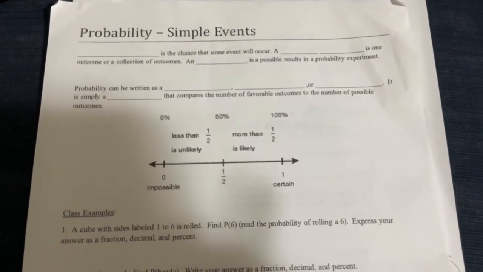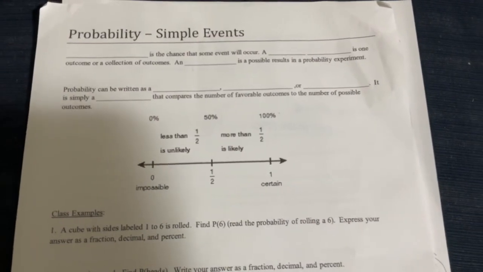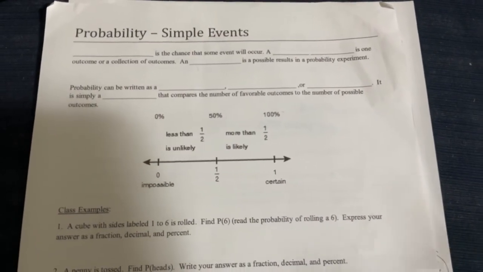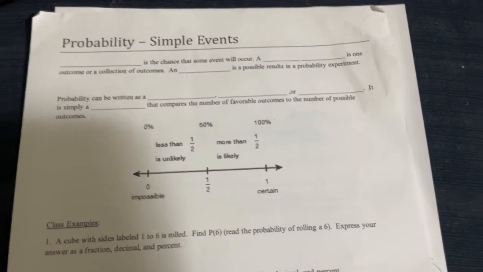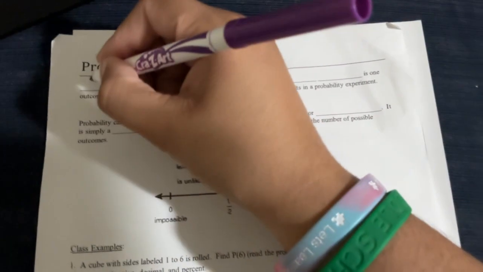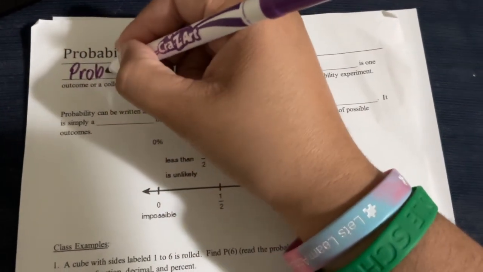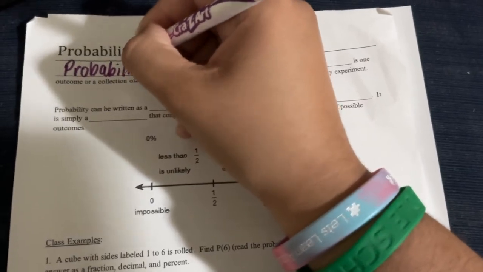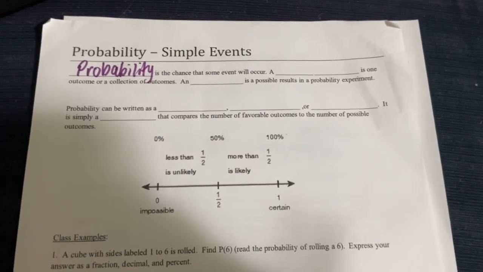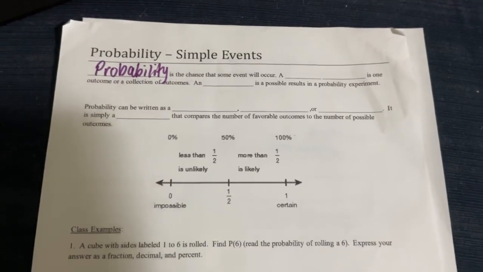I'm going to show you a quick video on how to find the probability of something with only simple events. Basically one chance. So let's start with the basics. What is probability? Probability is basically the chance you get of a likely event to happen. So there's a chance that something is going to happen or occur, okay?